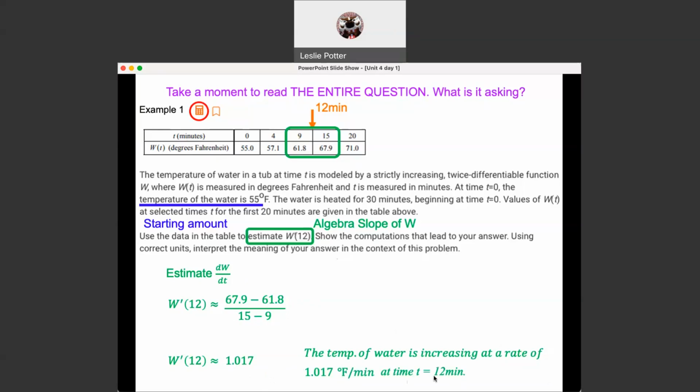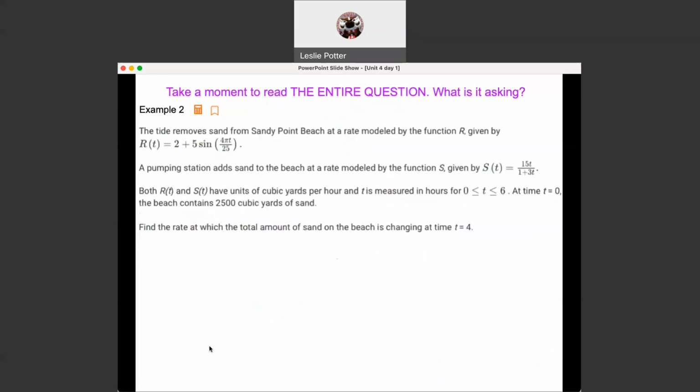At time t equals 12 minutes. So this was the approximation at 12 minutes. Okay, so let's take a look at example 2.